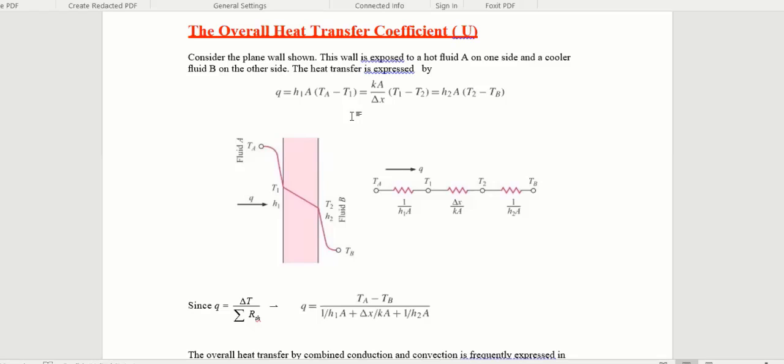Now what we will do, we will add this all. Okay, we will remove this equal to sign and we will add this. So what we will get, Q is equal to delta T upon this summation R. What is this R now? R is nothing but thermal resistance, right? Now what is this thermal resistance? Here you can see 1 upon HA. Why 1 upon HA? Because the first resistance is nothing but convective resistance. I will show you in the PPT.